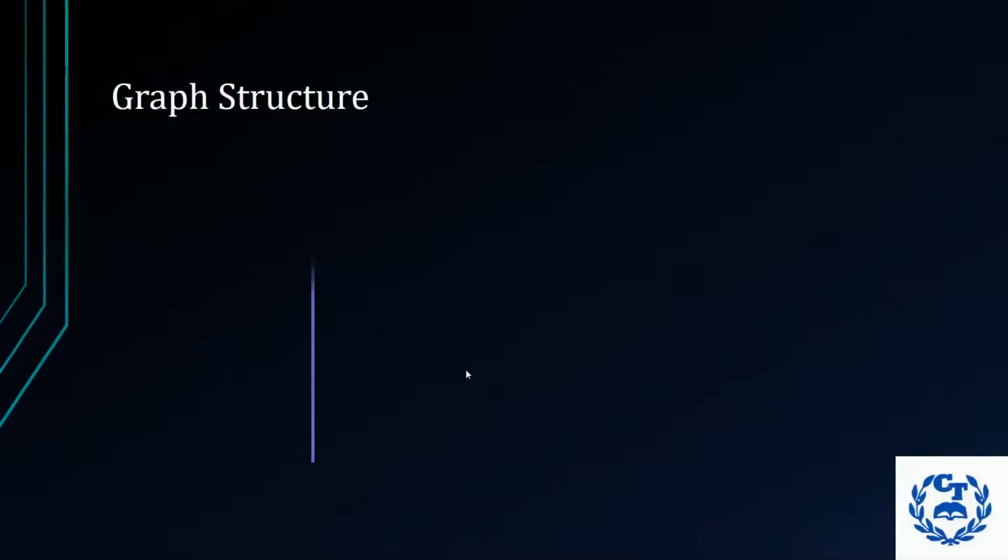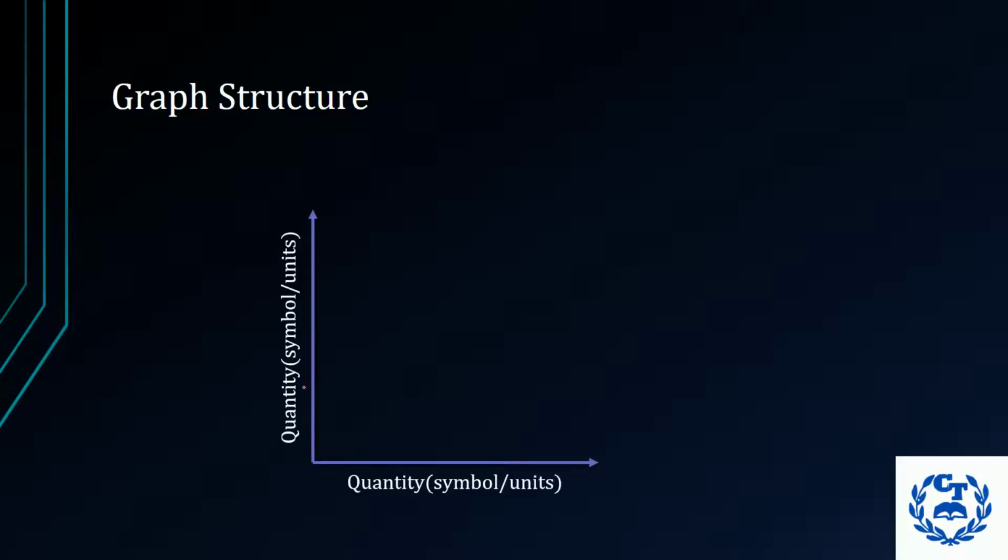So first off, let's look at what the graph structure is supposed to look like. You have two axes, your y-axis and your x-axis, each with their own quantity name, the symbol, and the units. Now, the quantity name and the units are mandatory, but the symbol is optional. Sometimes your symbol may not be as simple as you think.